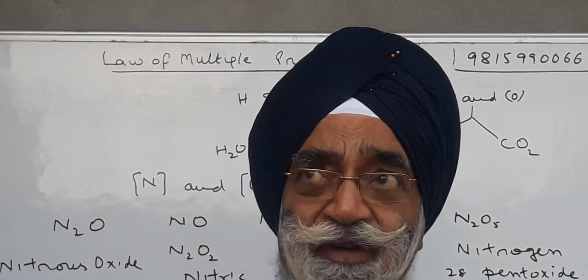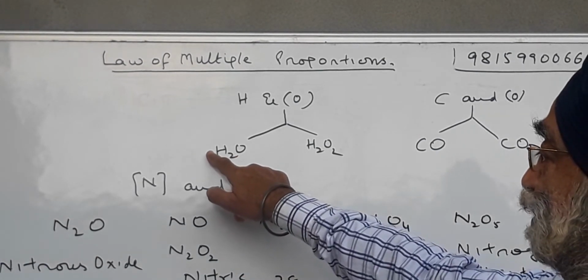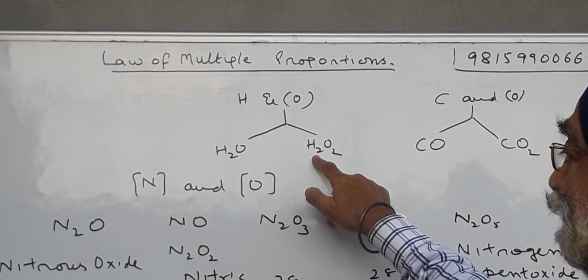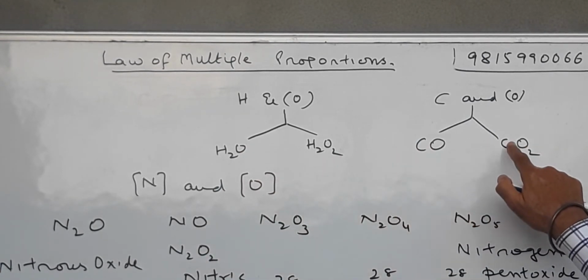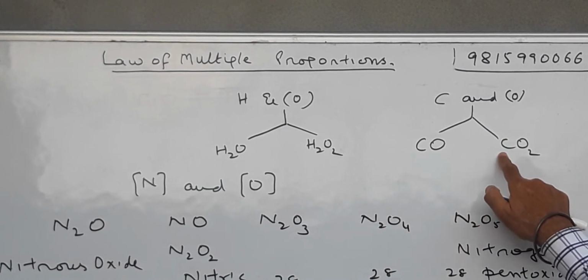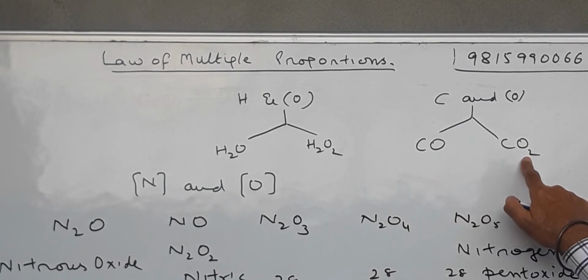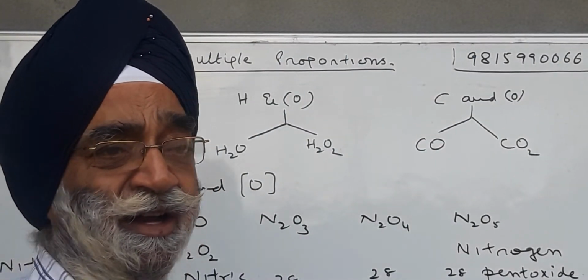What I want to convey is weights of nitrogen are the same in all the five. Weights of oxygen are different. In water and hydrogen peroxide, weight of hydrogen is 1:2. Weights of oxygen are different, 16 here and 32 here. Weights of carbon are the same, 12 here, 12 here. Weights of oxygen are different, 16 here and 32 here. This gives us an idea about defining the law of multiple proportions.